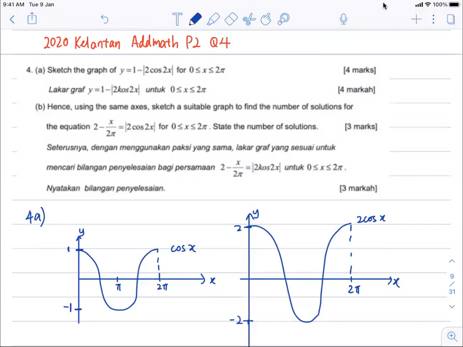In this video, I will explain 2020 Kelantan Addmath paper 2 question 4. So first, for A, they ask us to sketch a graph y equal to 1 minus modulo 2 cos 2x. So these 2 vertical lines are actually modulo. You will change the negative thing into positive.